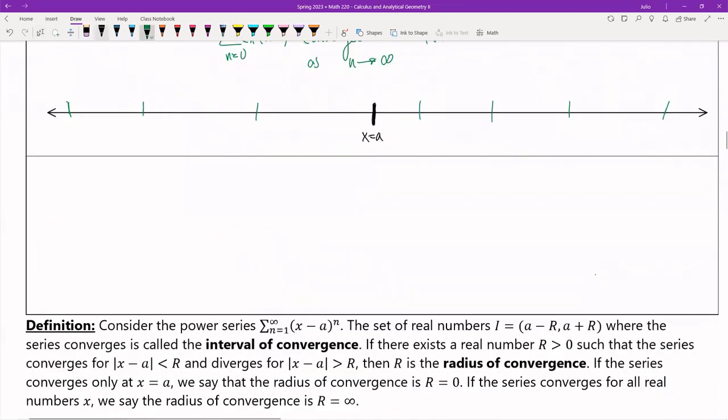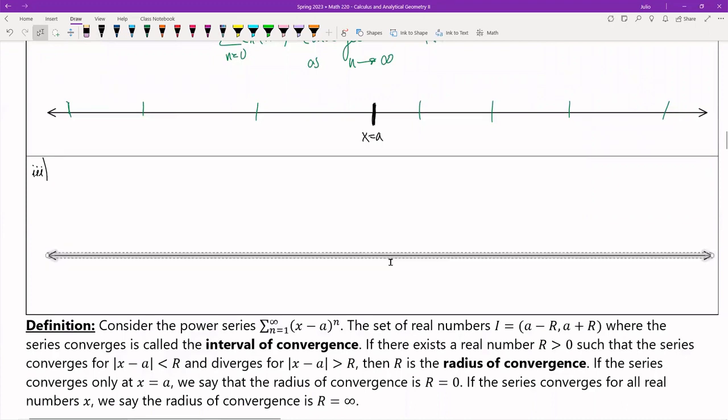Item three is the one that requires a little bit more work. This one's a little heavier in terms of terminology. Same thing, there's still a construction. This is going to be x equal a. It states that there exists a real number R bigger than zero such that it converges if the absolute value of x minus a is less than R. That means I'm going to put parentheses here and here, where this is going to be a minus R, and this is going to be a plus R.